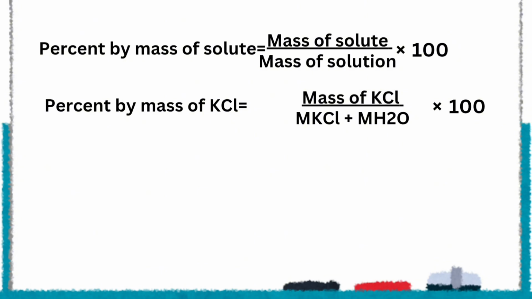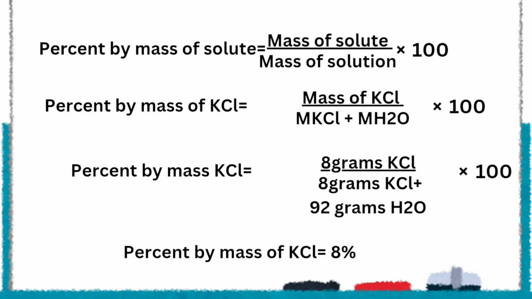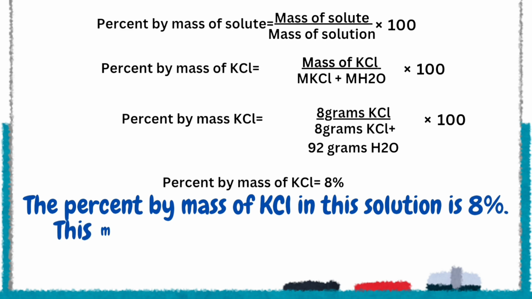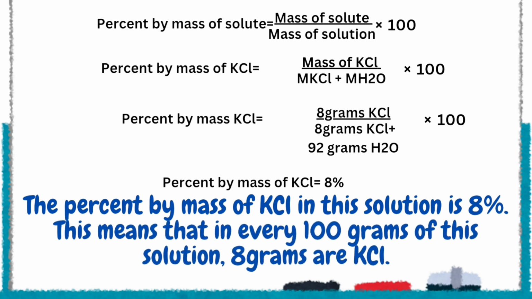Then, substitute the values. Percent by mass of potassium chloride is equal to 8 grams over 100 grams times 100, which is equal to 8%. So, the percent by mass of potassium chloride in the solution is 8%. This tells us that 8 grams out of every 100 grams of the solution is potassium chloride.